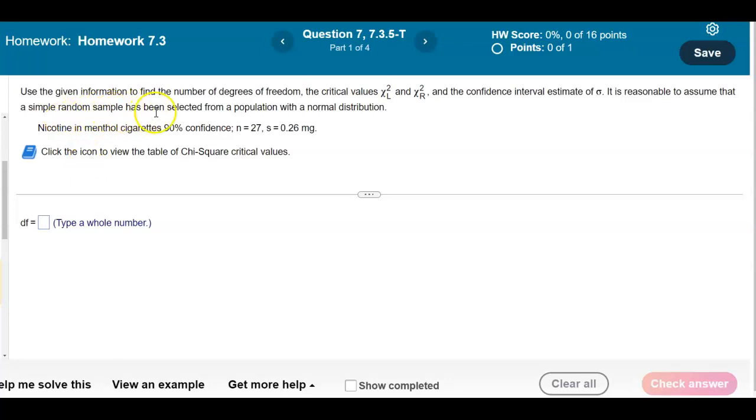Use the given information to find the number of degrees of freedom, the critical values chi-square on the left and chi-square on the right, and the confidence interval estimate of the population standard deviation. It is reasonable to assume that a simple random sample has been selected from a population with a normal distribution. Nicotine and menthol cigarettes, 90% confidence, the sample size n is equal to 27, and the sample standard deviation is given to be 0.26 milligrams.